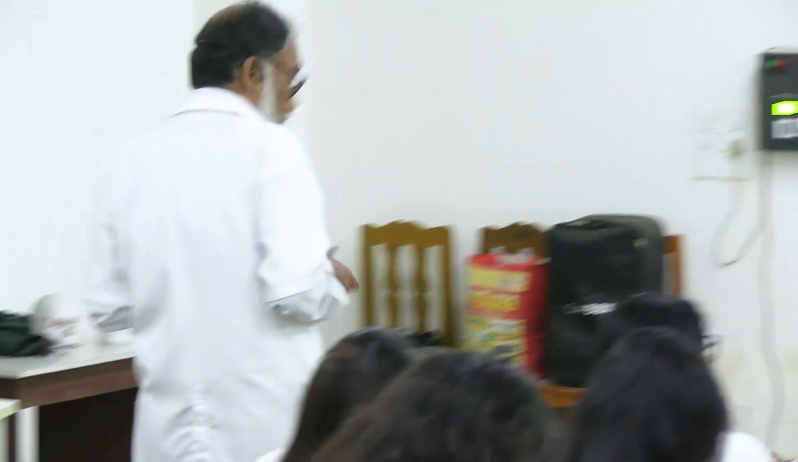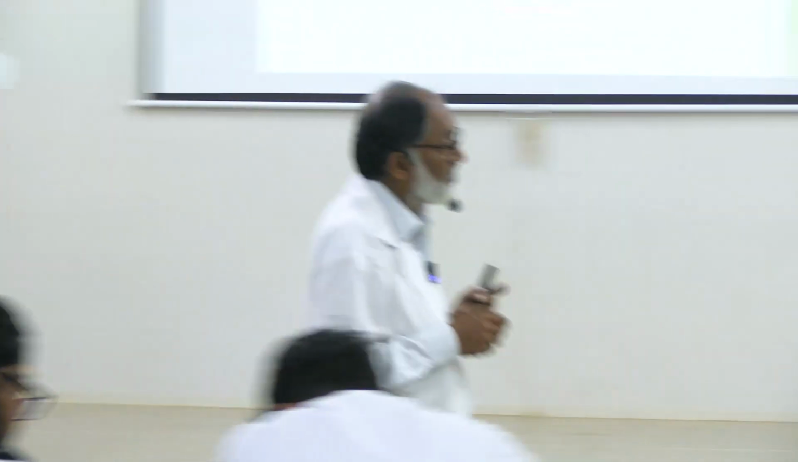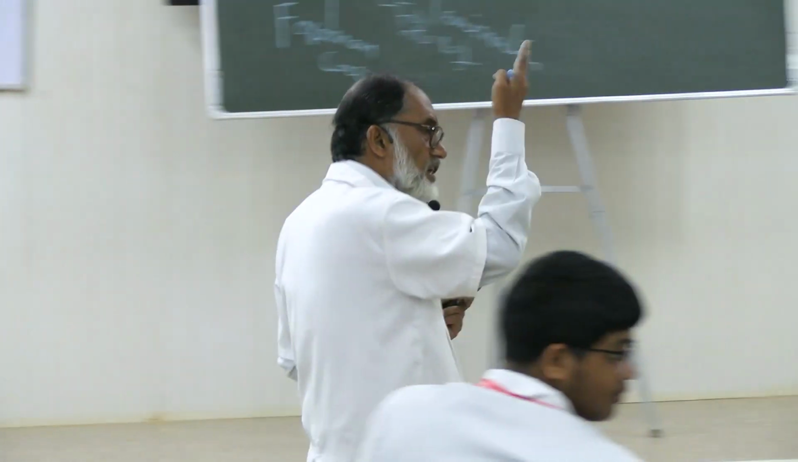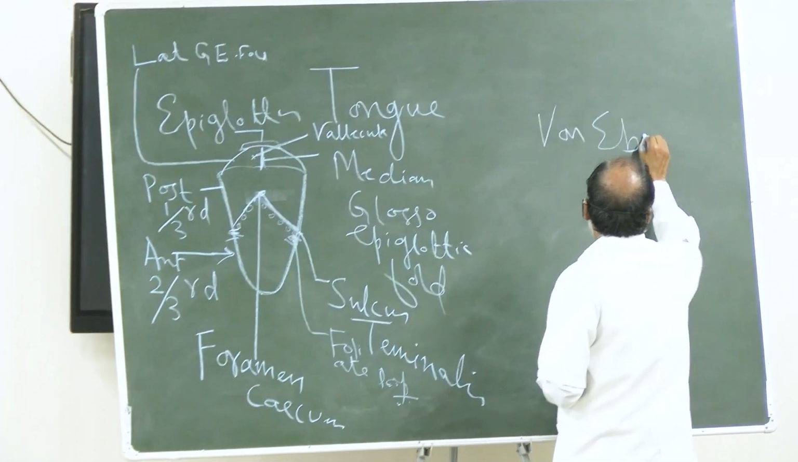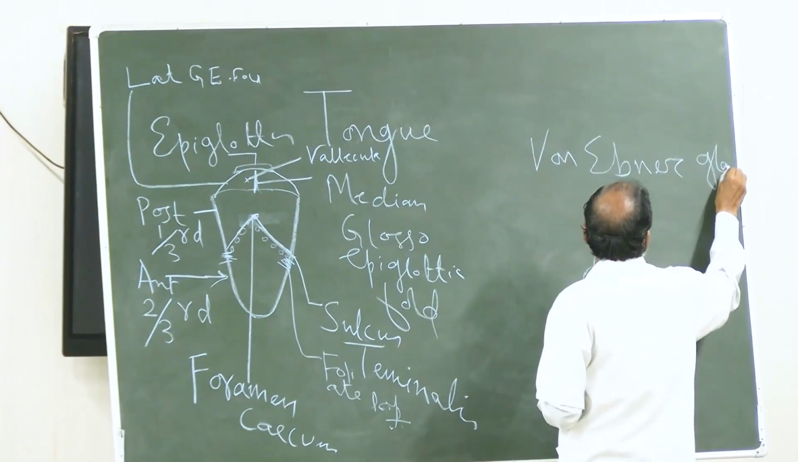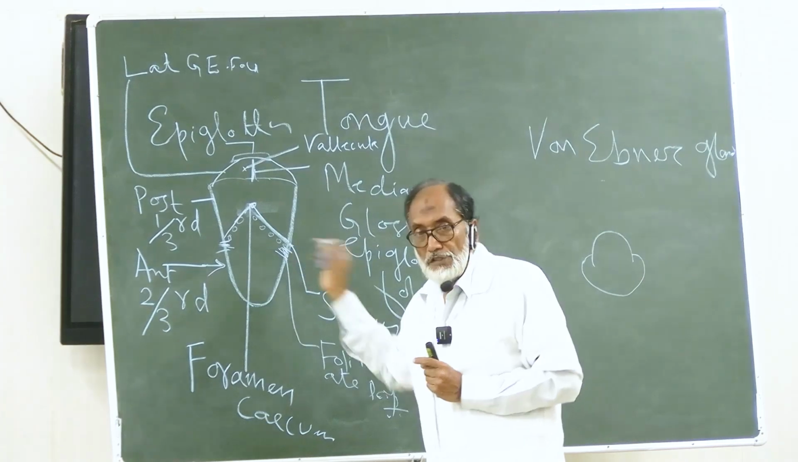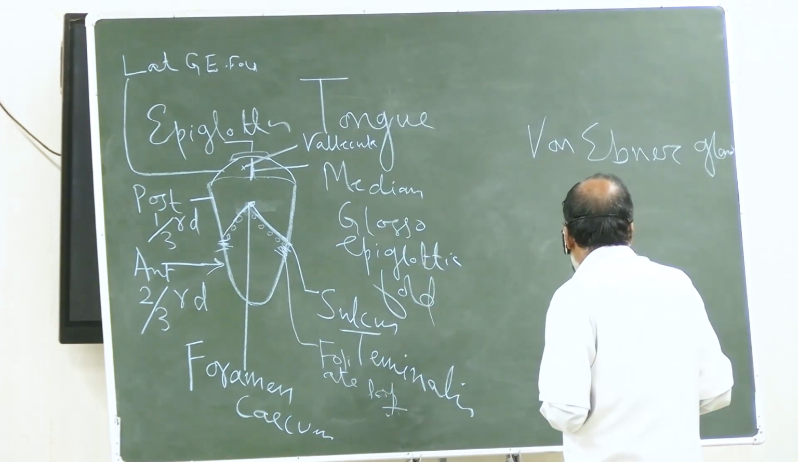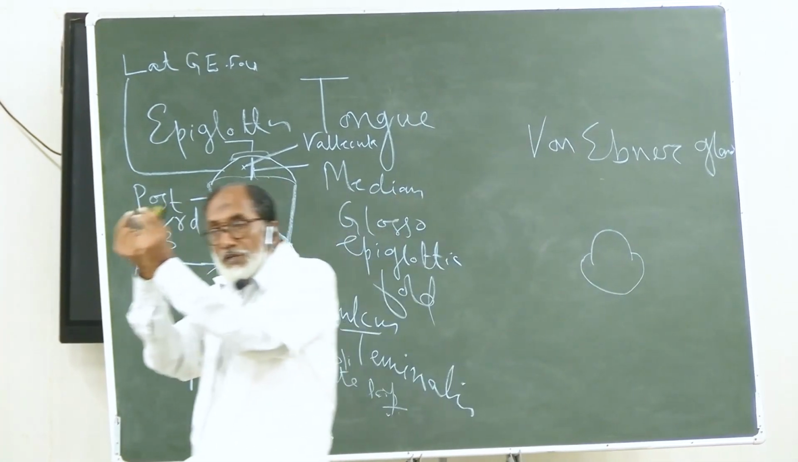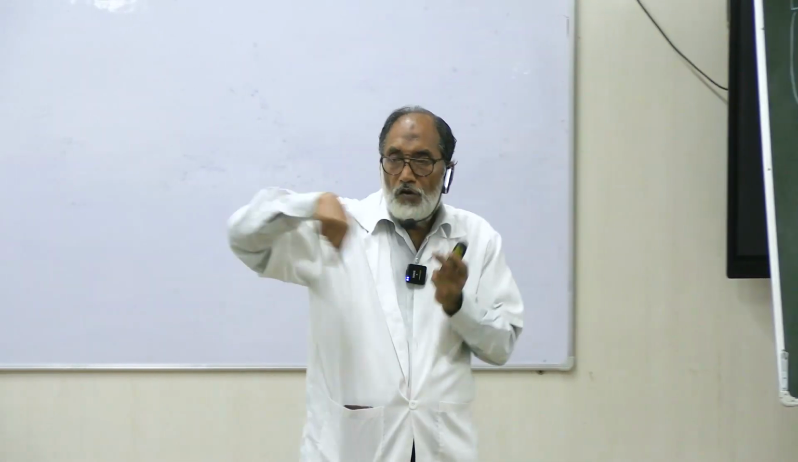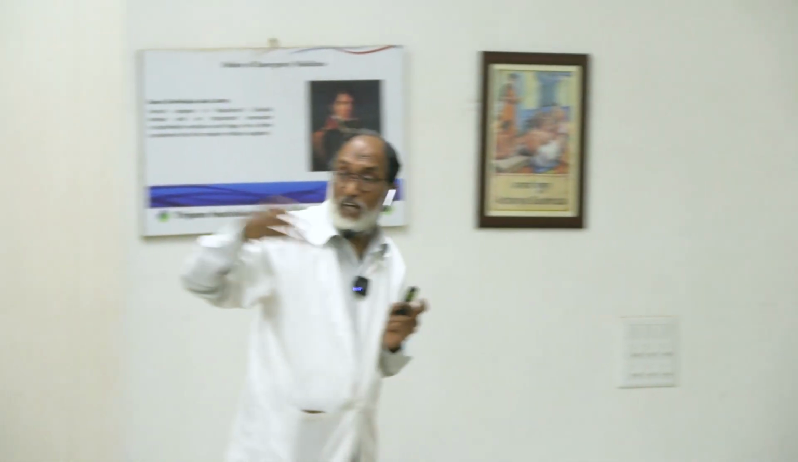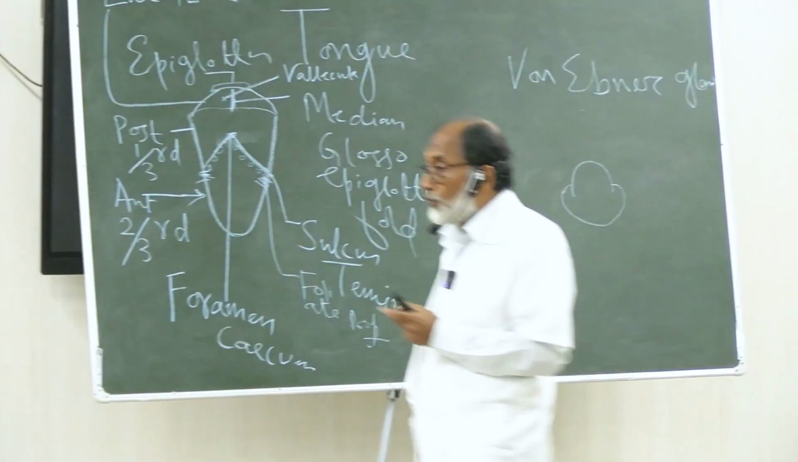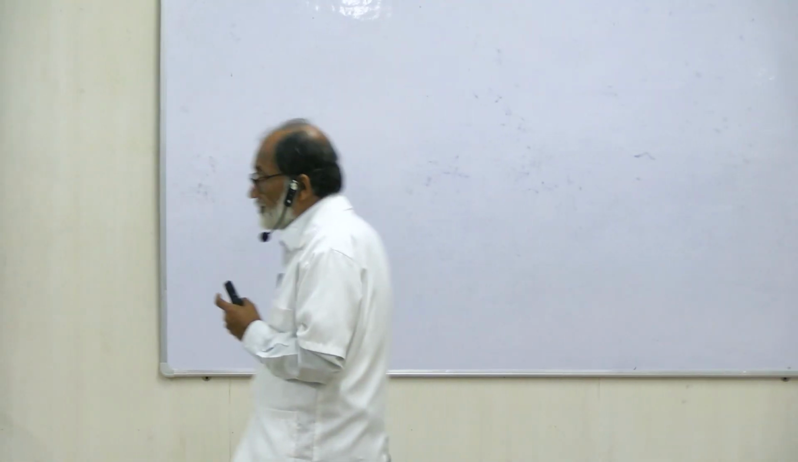Its name is von Ebner's glands. The von is pronounced with a V sound. That von Ebner's gland you will find just below the circumvallate papillae, and its duct will open on the floor of the circular sulcus, right?